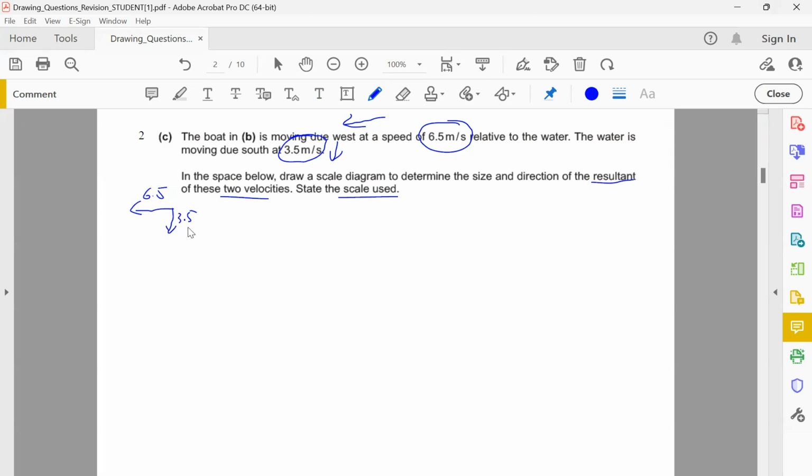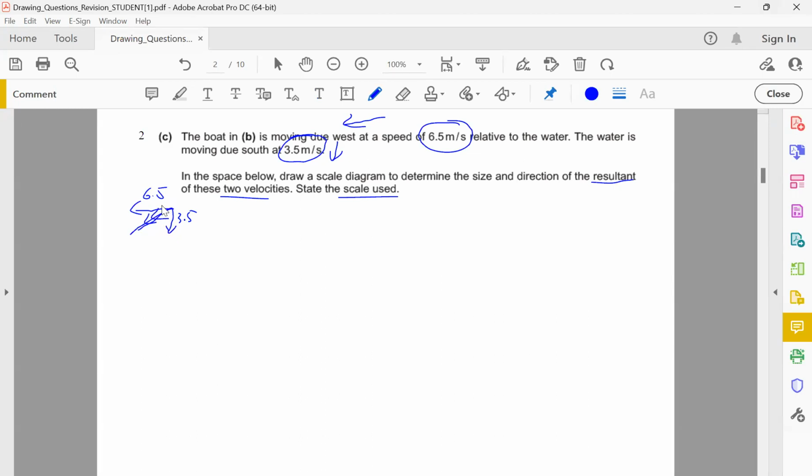Which direction is your resultant velocity first? Is it in the 10 o'clock direction like this? Or is it in the 7 o'clock direction like this? It's definitely supposed to be the 7, guys. If you drew the 10 one, you are definitely wrong. Because you know that this is your resultant, right?